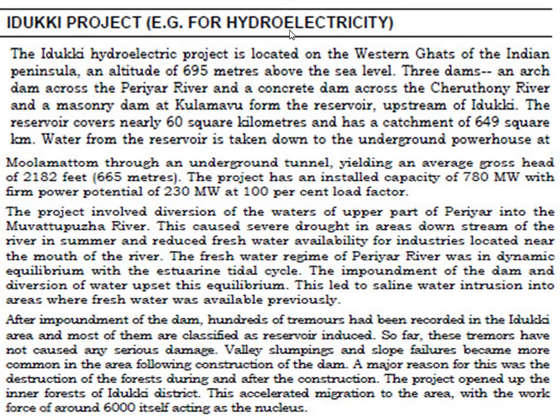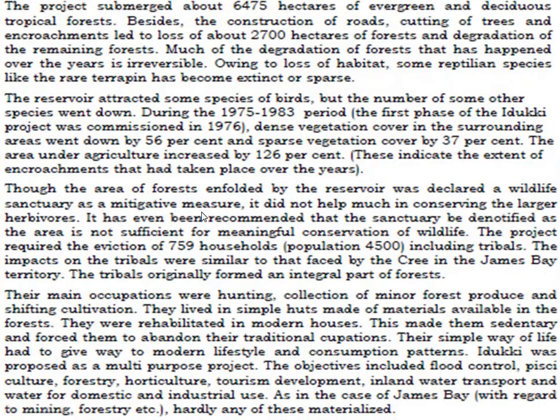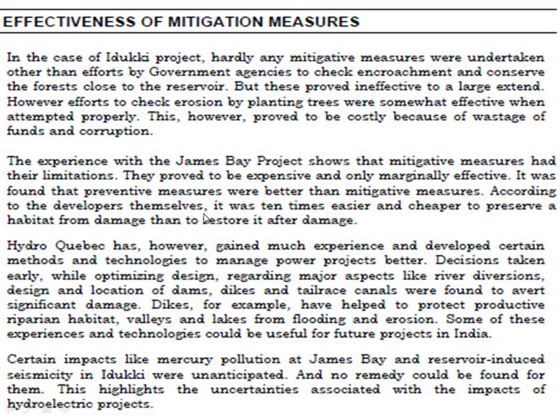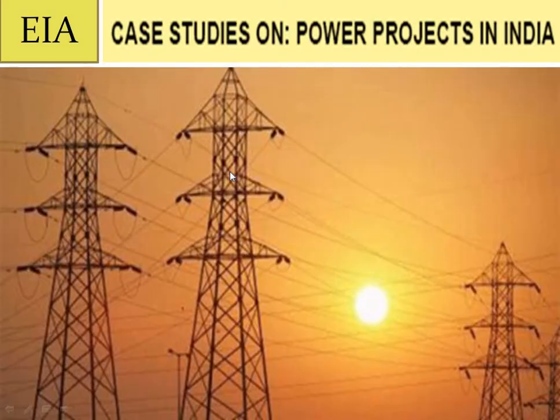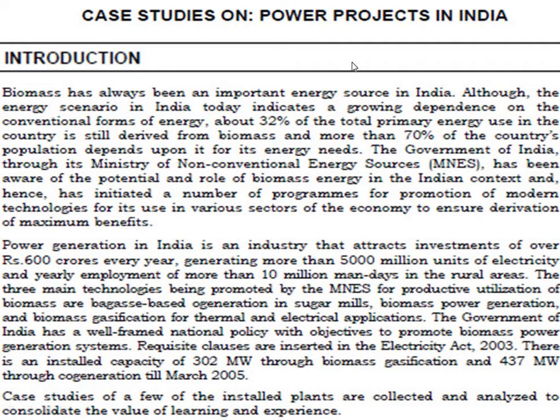One project, the E2P project for hydro projects. So what are the projects? What details about the specification for that? And what is the effectiveness of the mitigation measures taken for that? What effectiveness they achieved is part of the EIA. Then power projects, power plants. In that case, you can see what the power projects in India are, and power generation: more than 600 crores every year, generating more than 5,000 million units of electricity.